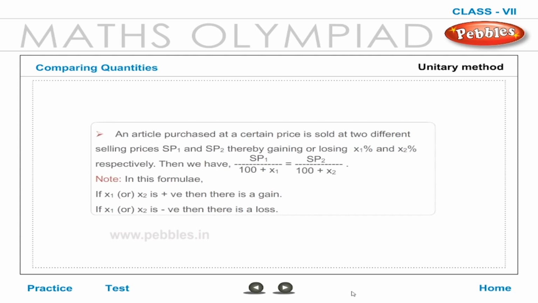An article purchased at a certain price is sold at two different selling prices, SP1 and SP2, thereby gaining or losing x1 percentage and x2 percentage respectively. Then we have SP1/(100 + x1) = SP2/(100 + x2). Note, in this formula, if x1 or x2 is positive, then there is a gain. If x1 or x2 is negative, then there is a loss.